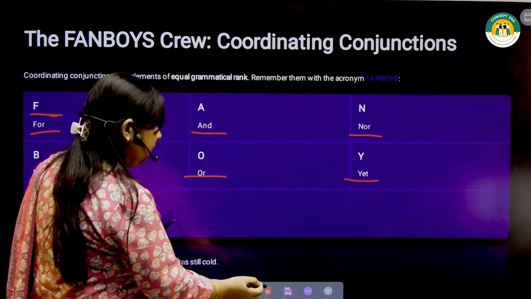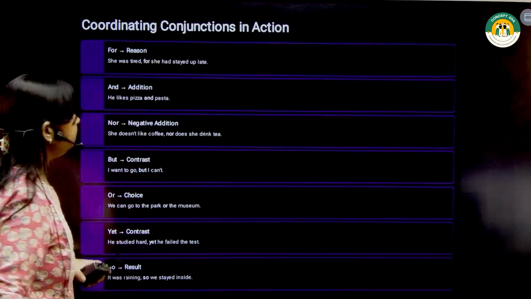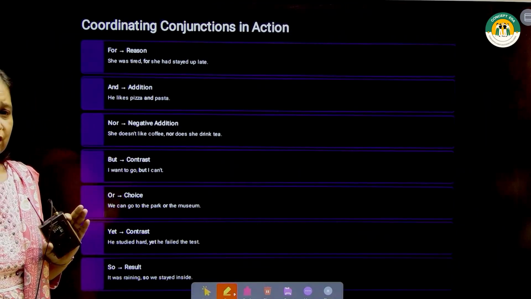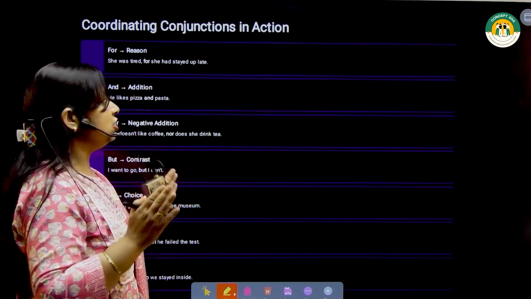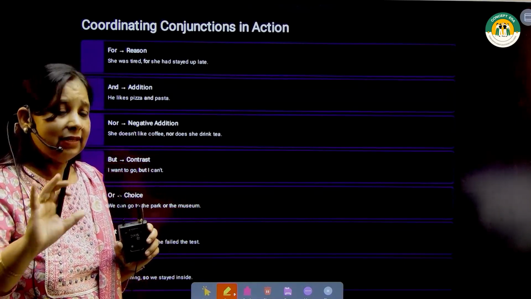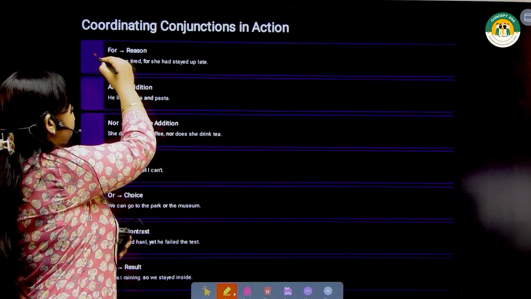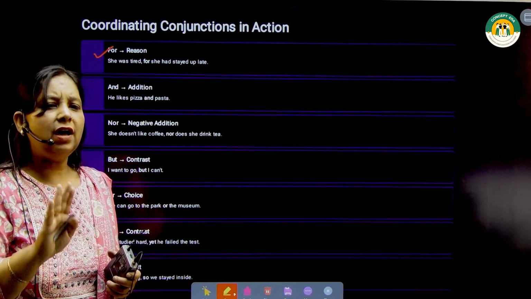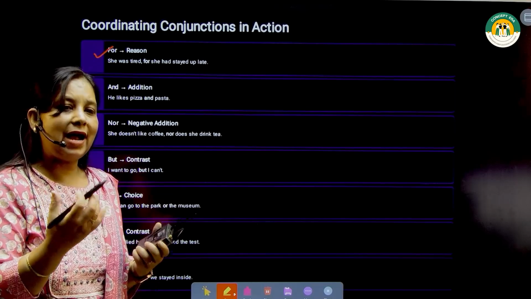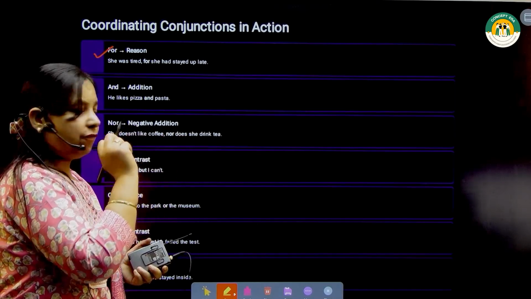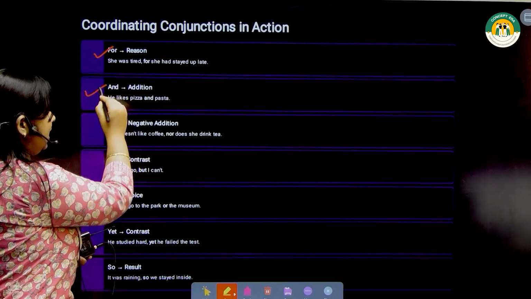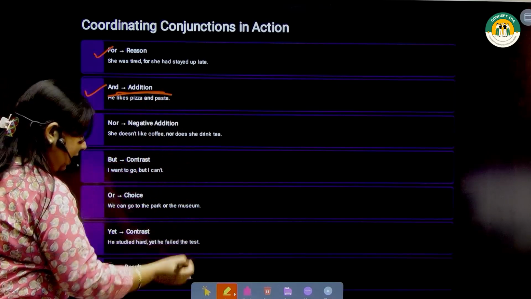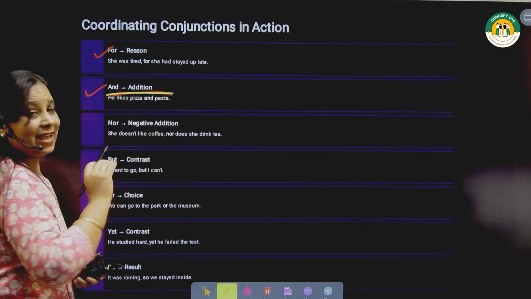Okay, let's move on. Here are coordinating conjunctions. First of all, you should be aware of why we are using for. For we use mostly for a reason. If we want to add some reason, then we use for. And we use and for addition. Let me highlight it. Addition.